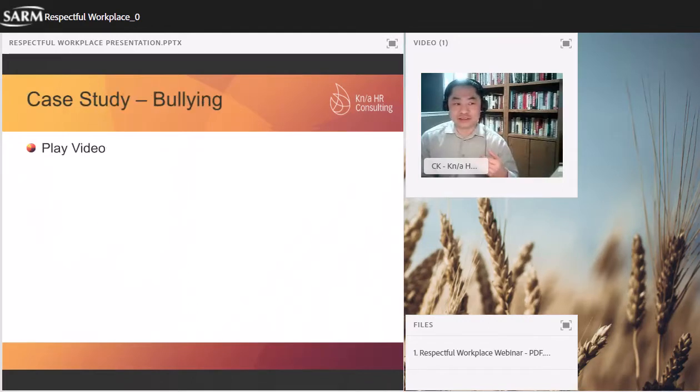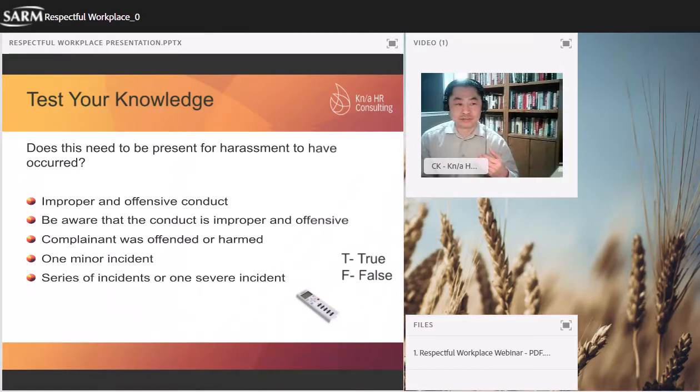What about the second one? The second one, you're aware that the conduct is improper or offensive. Verna says true. Sonia says true. All right, what about the third one? The complainant was offended or harmed. Do you think harassment occurred in this case?